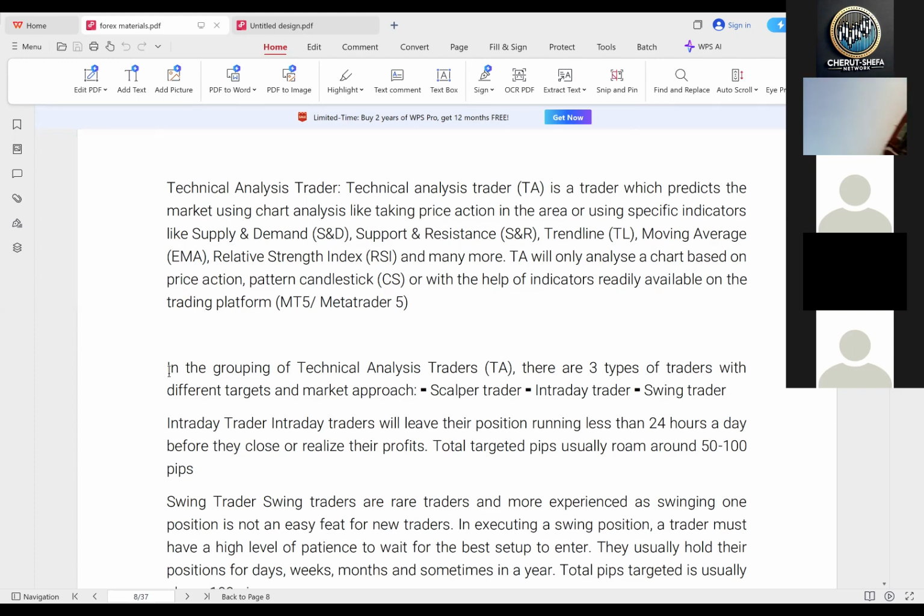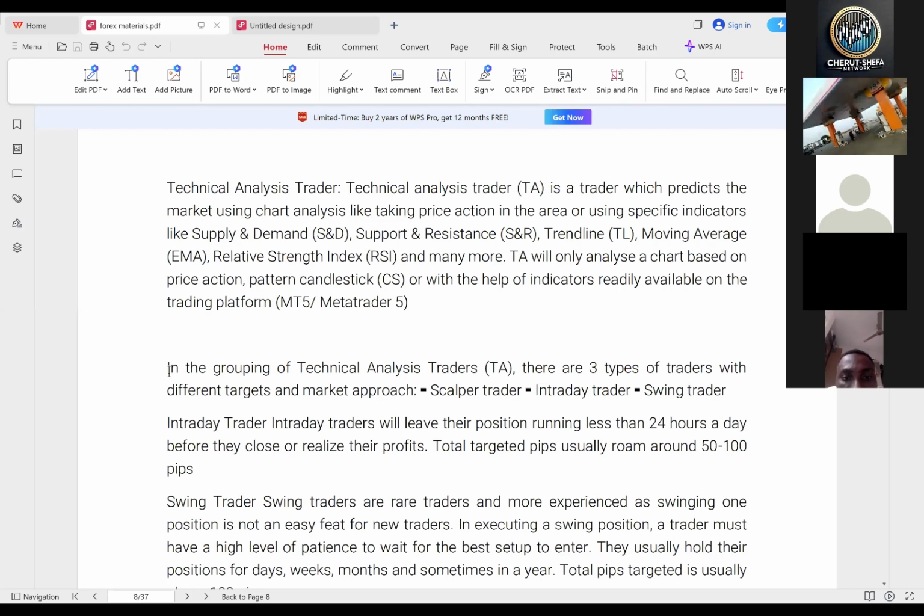So technical analysis traders predict the market using chart analysis, like taking price action in the area, or using specific indicators like supply and demand, support and resistance, trend lines, moving averages, RSI. They are using these to analyze the market and then come up with a prediction of what is going to happen in the market.